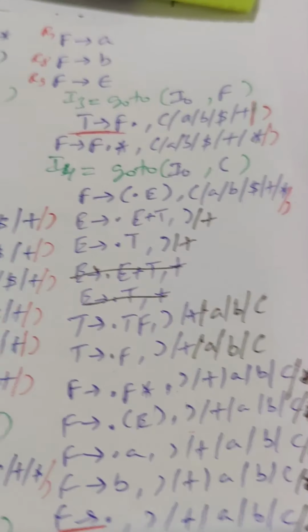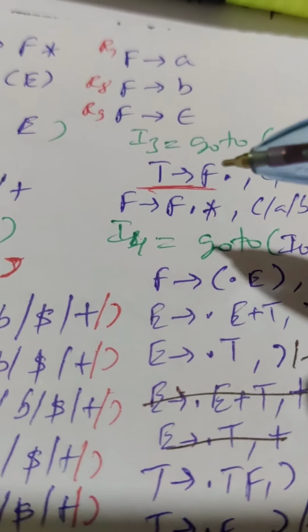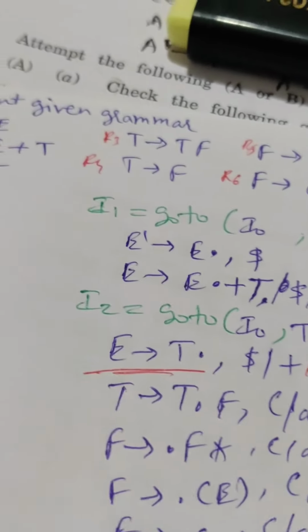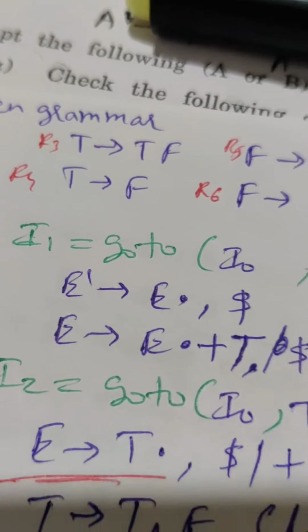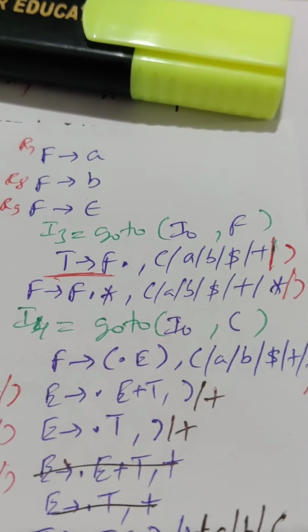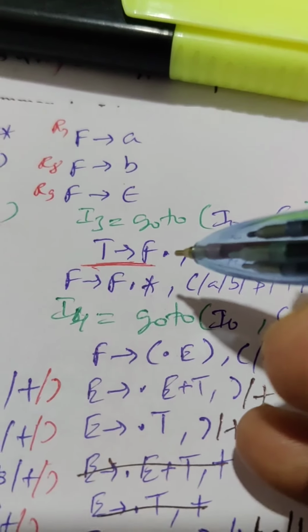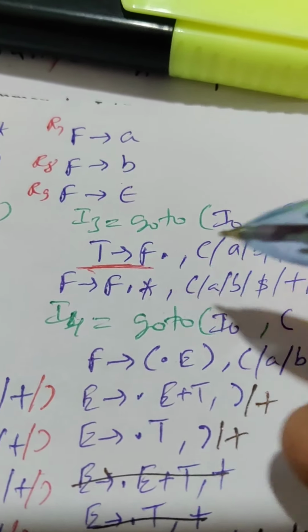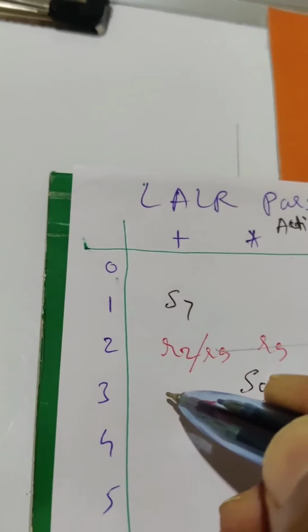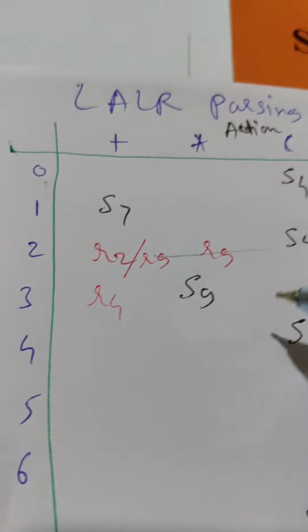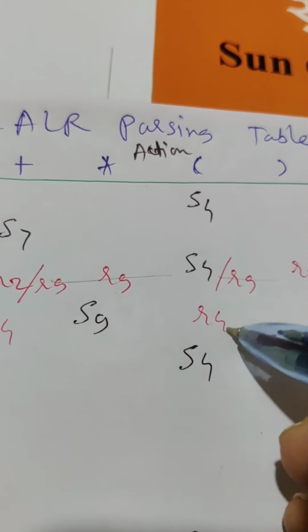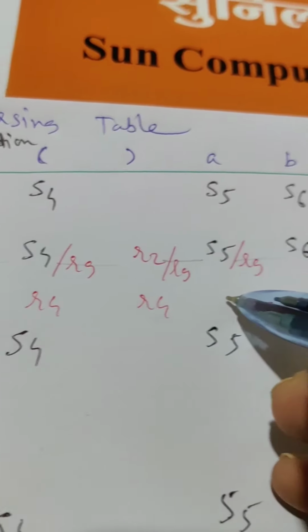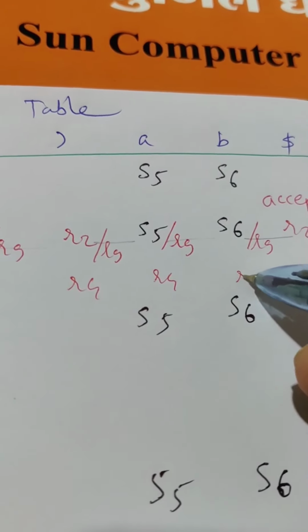Sorry, atom number 3, there is something finishing here. So atom number 3, t goes to f dot. T goes to f is rule number 4. So rule number 4 in lookaheads of t. Okay, so rule number 4 atom number 3, you can write here rule number 4: R4, there's no star. R4, R4, R4, R4, R4.